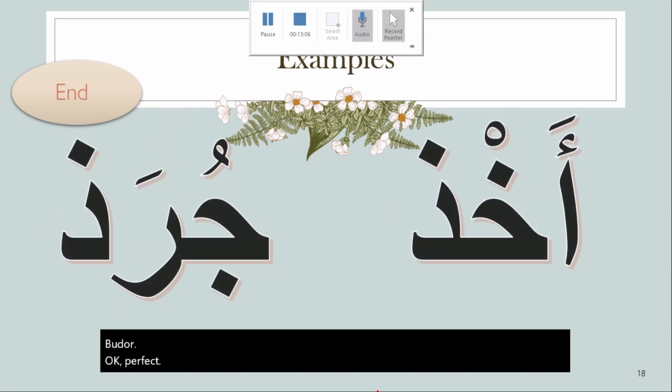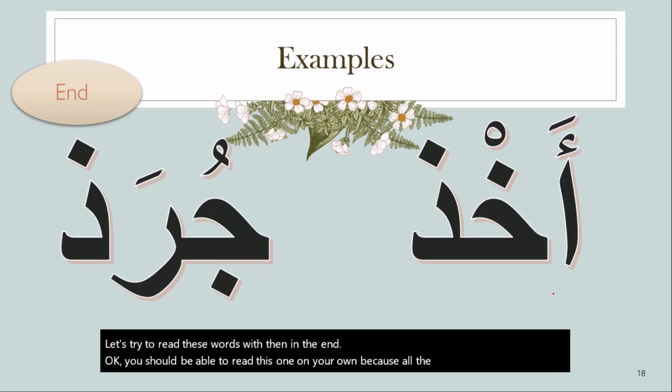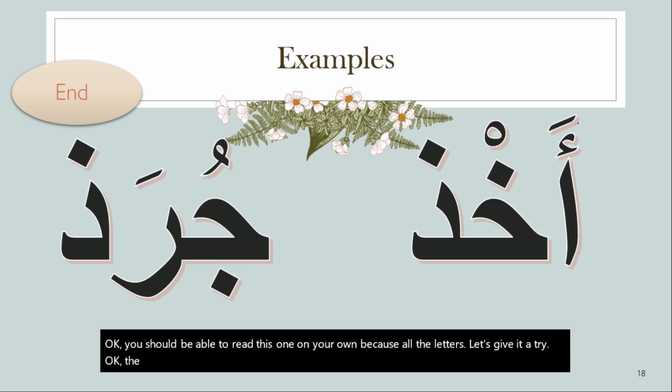Let's try to read these words with dhal in the end. You should be able to read this one on your own because you know all the letters. Let's give it a try. The vertical line with hamza, not connected to the letter after, this is alif. It has fatha, so it's pronounced like a.